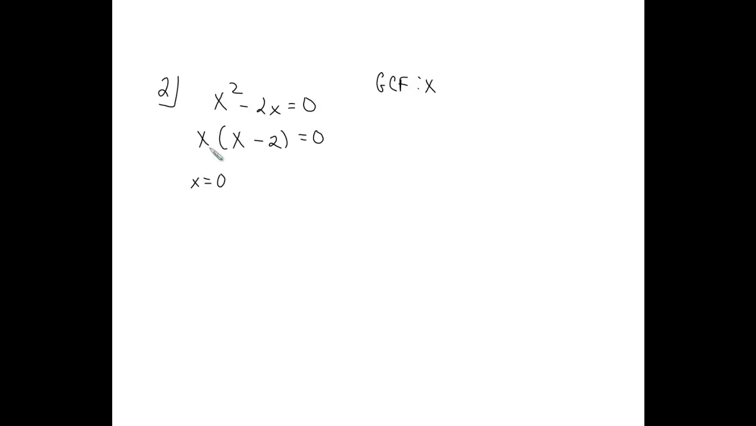So x is a factor, so we set it to 0. And x minus 2 is also a factor. Now we solve each for x. This one's already done. And then this is x is equal to, when I bring 2 to the other side, it's equal to positive 2. We check our answer the same way we do in number 1 to verify.